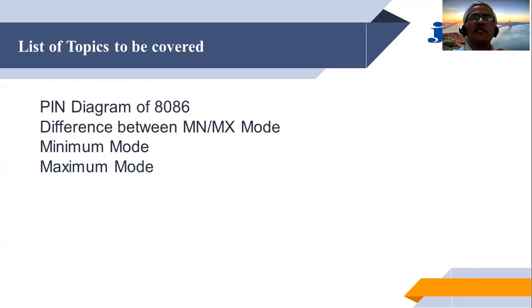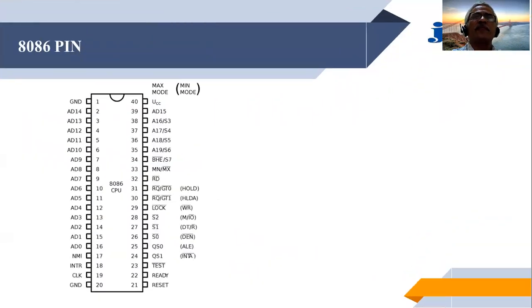To start with, let us see the pin diagram. Have a look at the pin diagram of the 8086 again. And what do you see when you look at the pin diagram? We find at the top written for your reference the maximum mode and the minimum mode. The pins which are responsible or which differentiate the minimum and the maximum mode are these pins, pin number 24 to pin number 31.